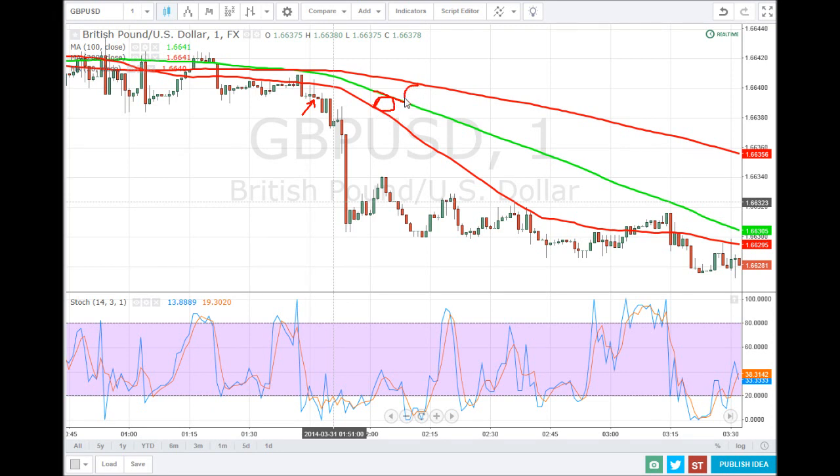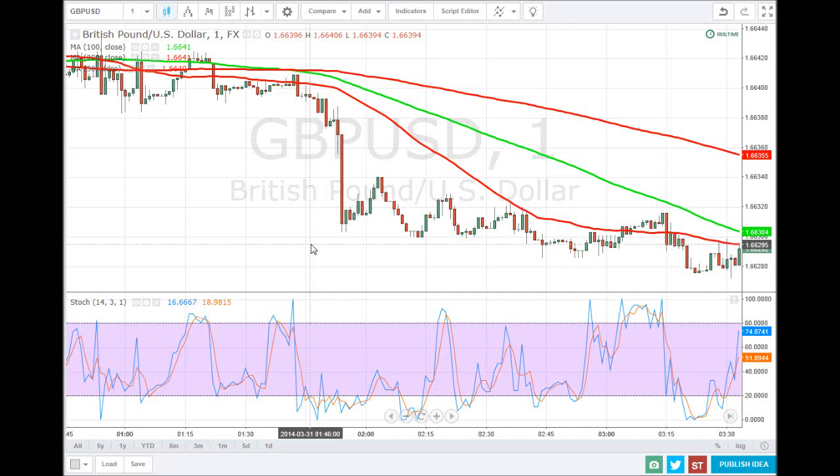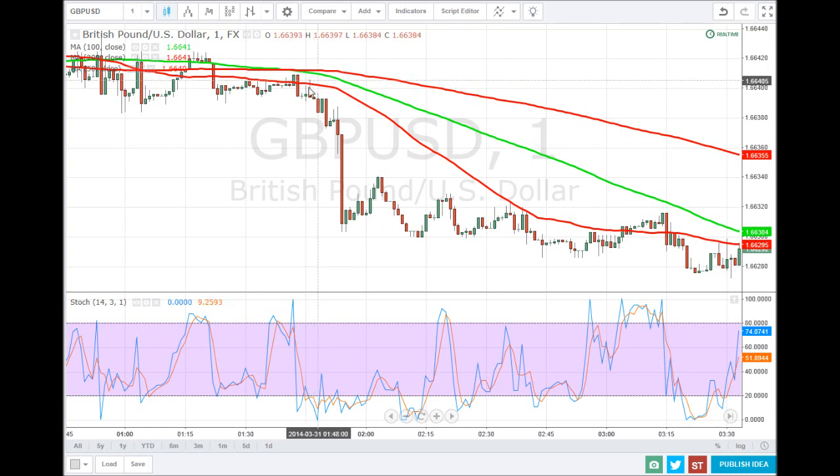If it moves into the area of the next 2 moving averages, then we are not looking to trade any signals. And then our final step to the strategy is to seek confirmation from the stochastic. For example, there's a clear rejection here. Our moving averages are in alignment, but our stochastic does not agree.